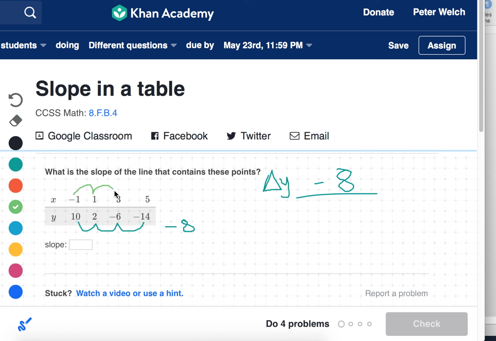And for x, it's going up by 2 each time. So the change in x is 2. So this slope is -4. 8 divided by 2 is 4, and we have the negative.